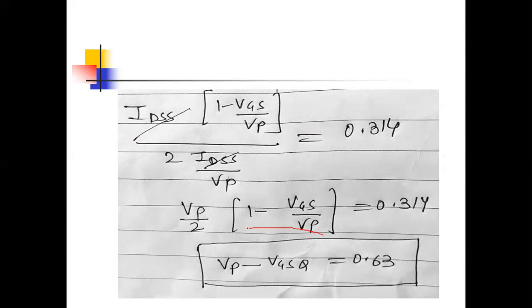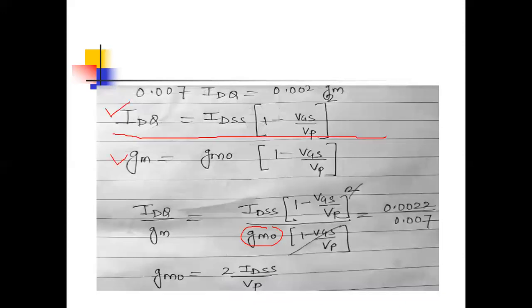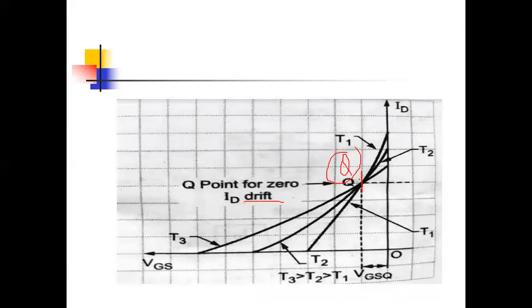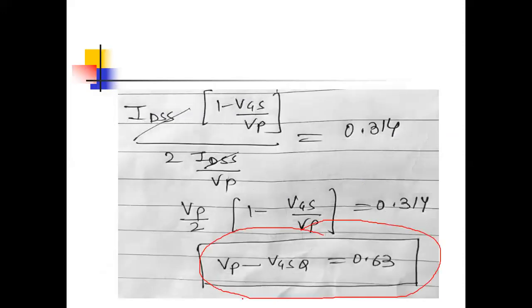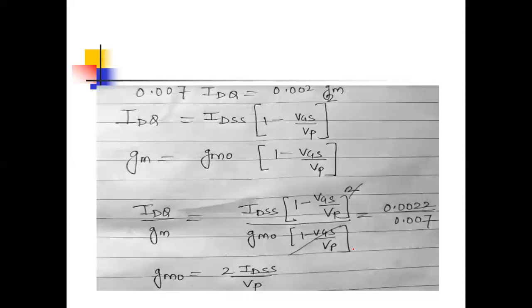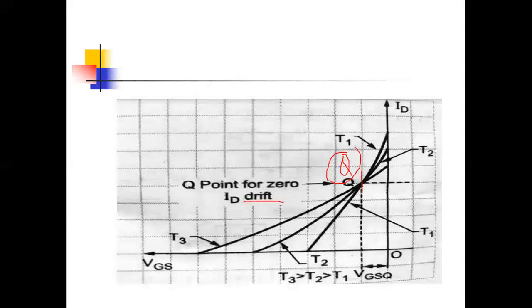This is the main condition for zero temperature drift biasing. When the difference between the pinch off voltage VP and the gate to source voltage VGSQ is 0.63, at that time your Q point will be here. After this derivation, we come to the conclusion that when this difference between VP and VGSQ equals 0.63, there will be no drift in the current. At that time, the current value will be constant for any characteristic.